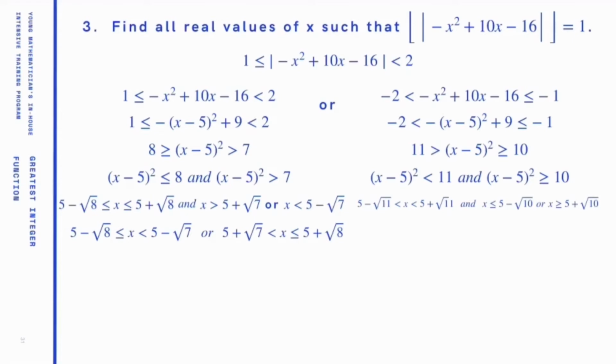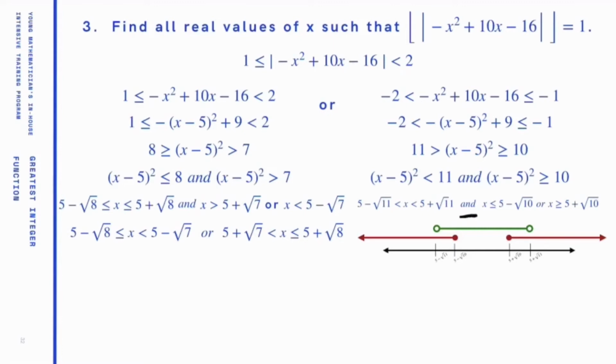Again, we try to graph this in the real number line. For the first inequality, it must be between 5 minus square root of 11 and 5 plus square root of 11. And for the other one, x is less than or equal to 5 minus square root of 10, or greater than or equal to 5 plus square root of 10. Again, noting that "and" here means we only take the intersection of the two. We now have that the solution is between these two sets of inequalities.